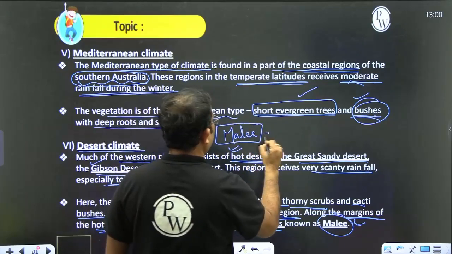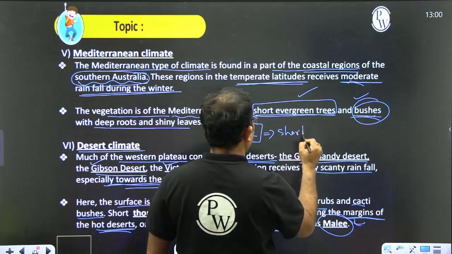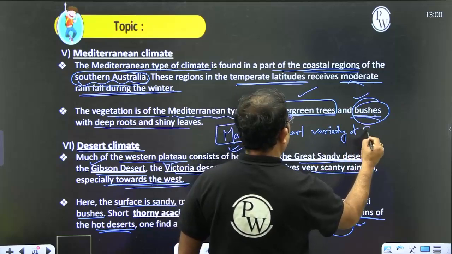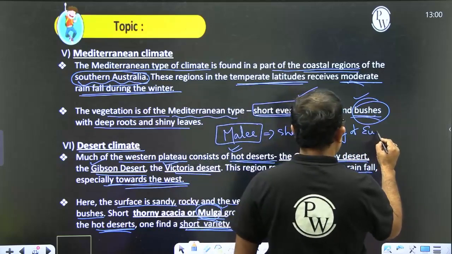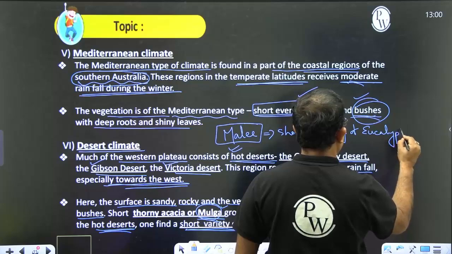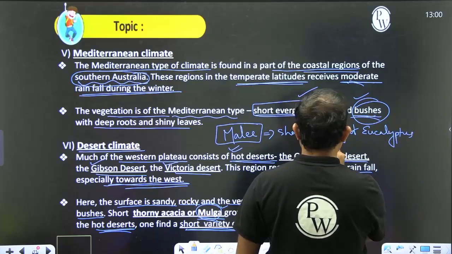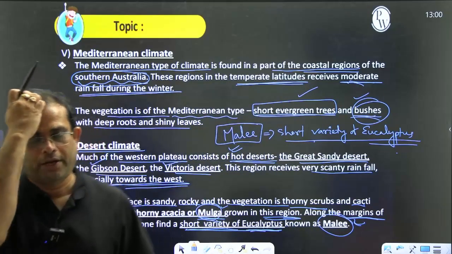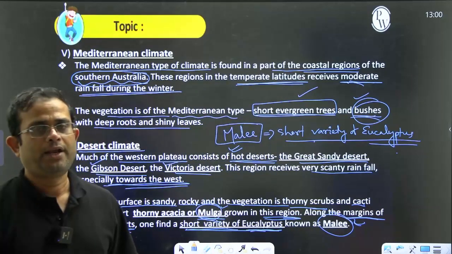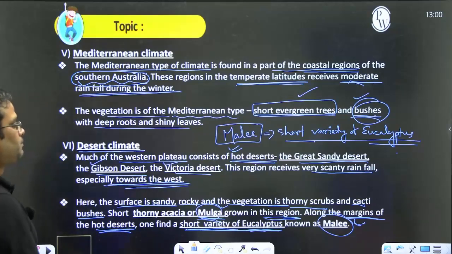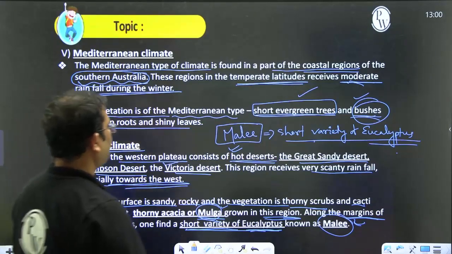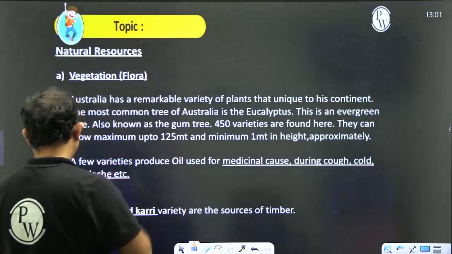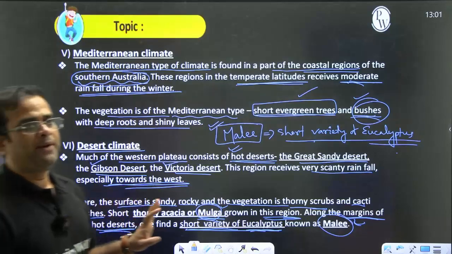Mali is a short variety of eucalyptus. Next, this is all about the climatic vegetation of Australia.